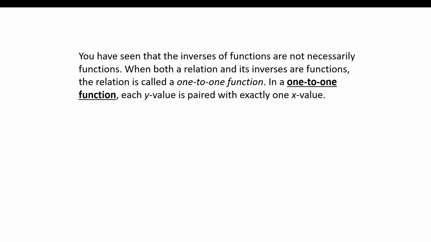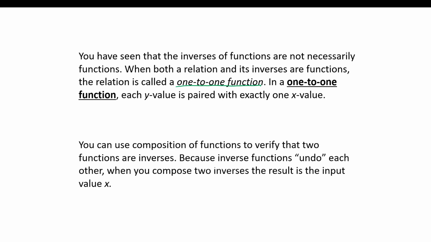You have seen that the inverses of functions are not necessarily functions. When both a relation and its inverse are functions, the relation is called a one-to-one function. In a one-to-one function, each y value is paired with exactly one x value. You can use composition of functions to verify that two functions are inverses, because inverse functions undo each other. When you compose two inverses, the result is the input value x.